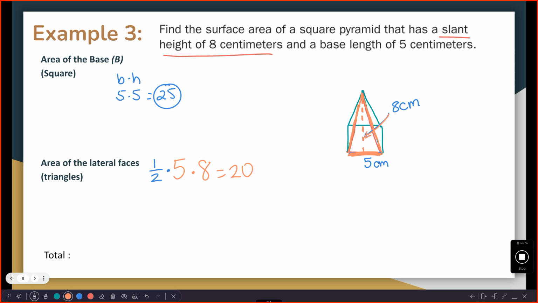All right, and since there are 4 of those sides, we're doing 20 times 4, and we get 80. So now we're doing 25 plus 80: the area of our base plus the lateral faces, and we end up with 105 centimeters squared.